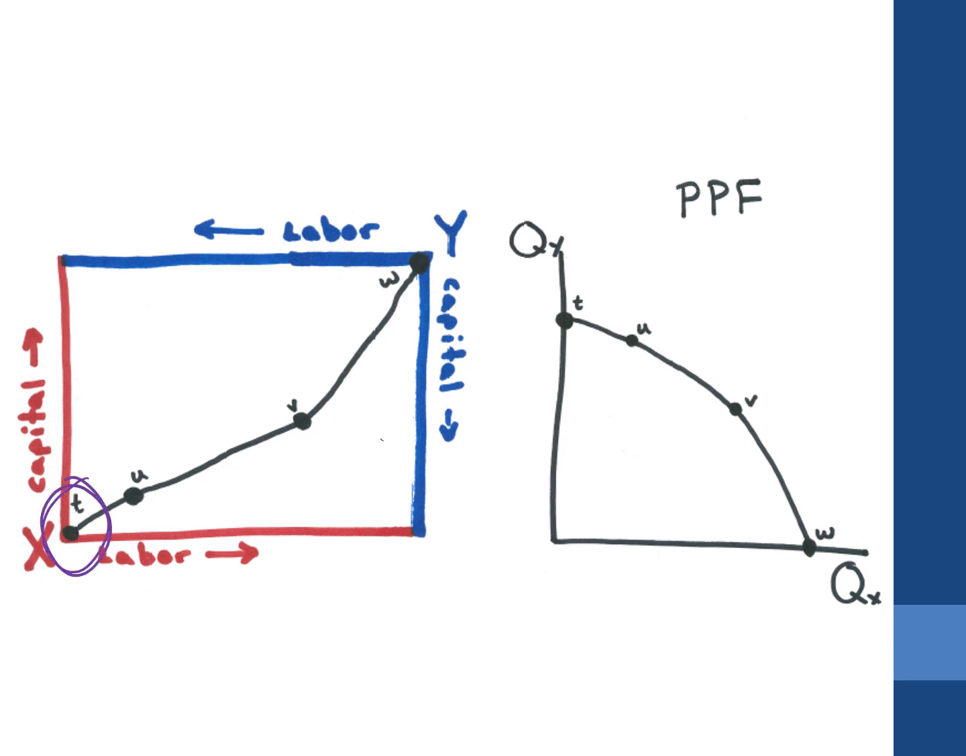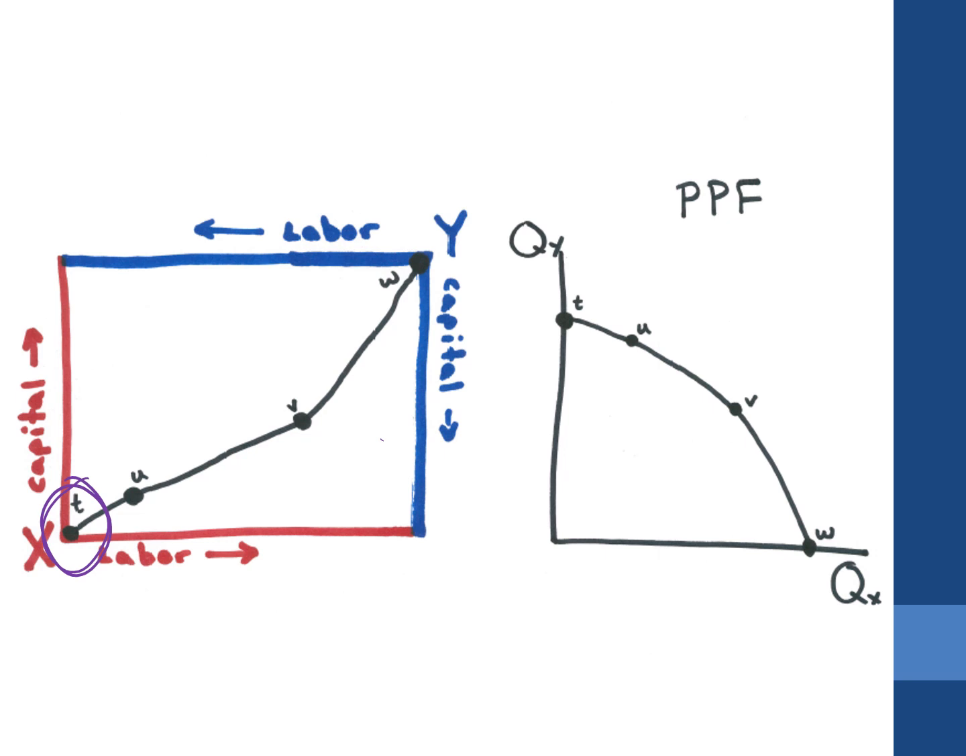Consider here point T. If we look at this point T, what does that mean? It means that company X has 0 capital and 0 labor. So we are going to be able to produce 0 units of X, right? But company Y has the most labor it can have and the most capital it can have. So we will produce the most possible amount of Y that we can within this country, right? Or within this setup that we have, right? Within our world of 2 goods, 2 consumers, 2 firms, right? Firm Y is producing the most that they could possibly produce.